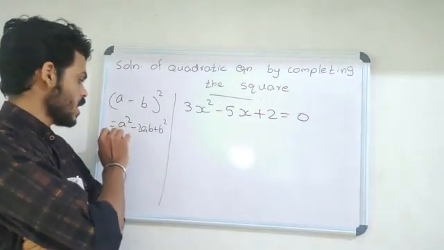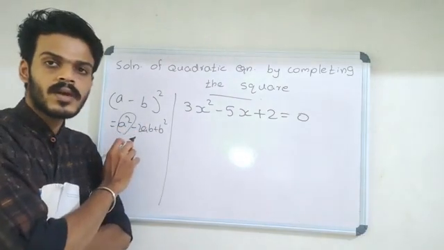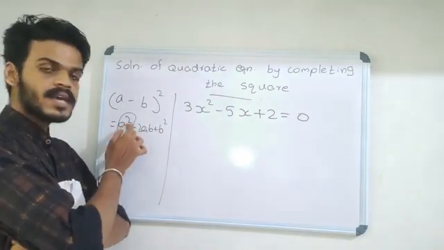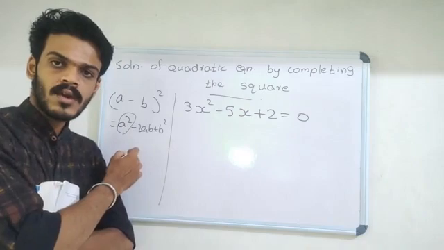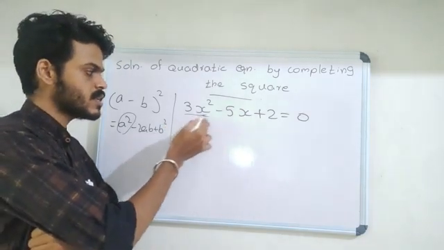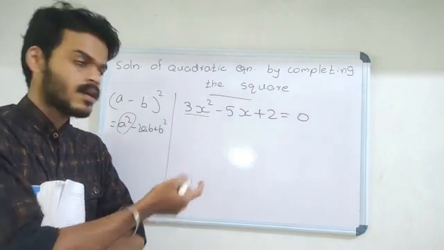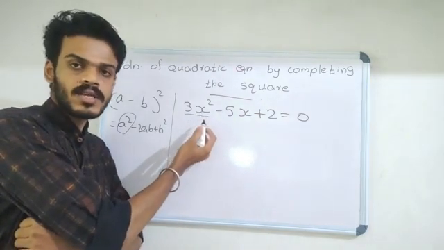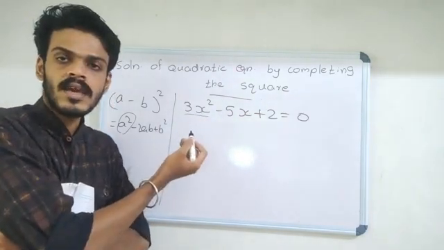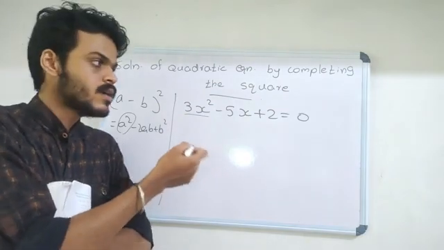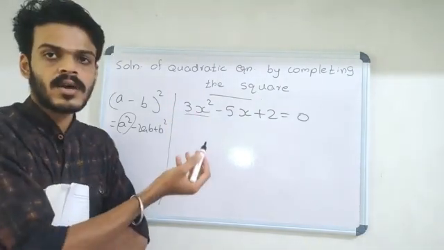Okay. So a square. This is a square. Means a square is the square of a. Like that, consider this, then 3x square. Is it a square of any number? X square is the square of x, but what about 3? 3 is not a square. Okay, so how can we make it a square?